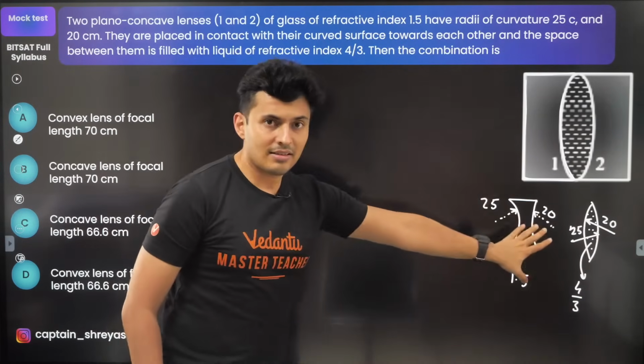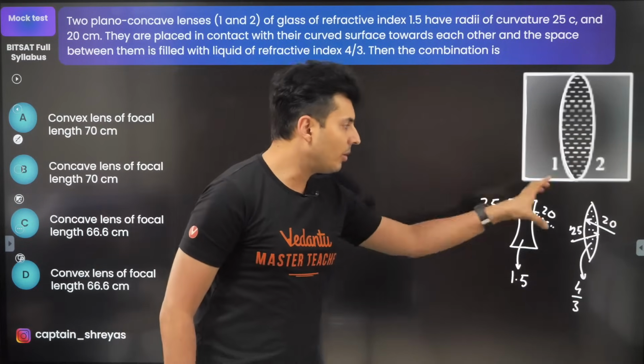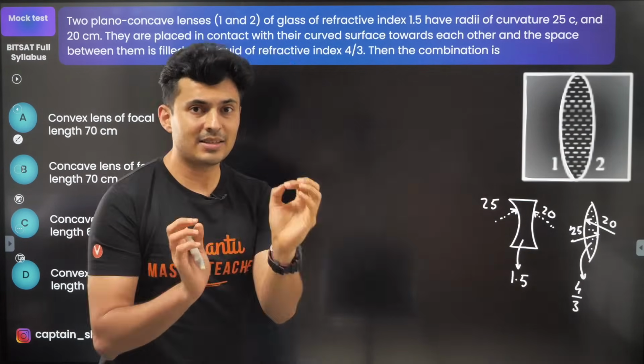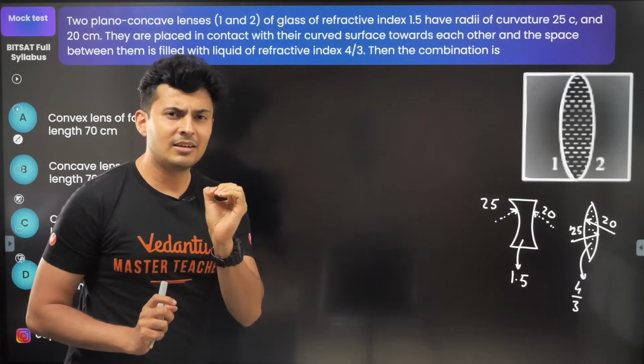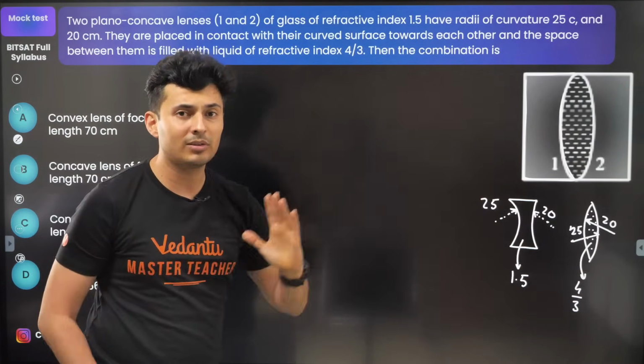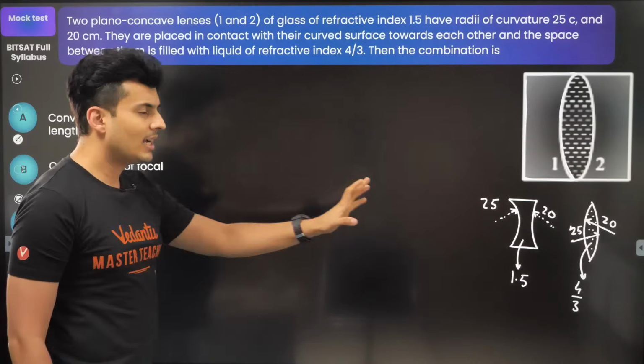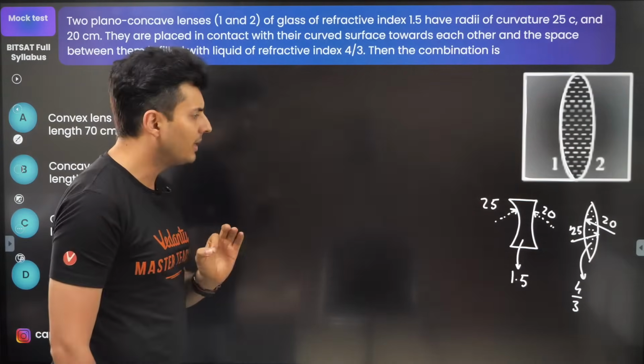Now once you see this, you will realize that the combination can be found by the effective combination of lenses formula, which is just the addition of the reciprocal of the focal lengths. So I need to know individual focal lengths and let's find them out separately.